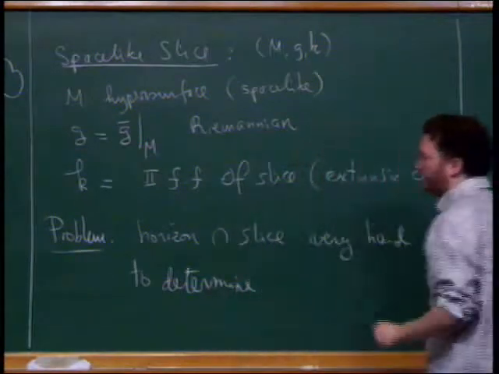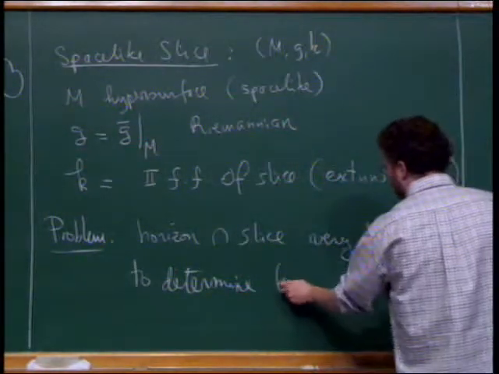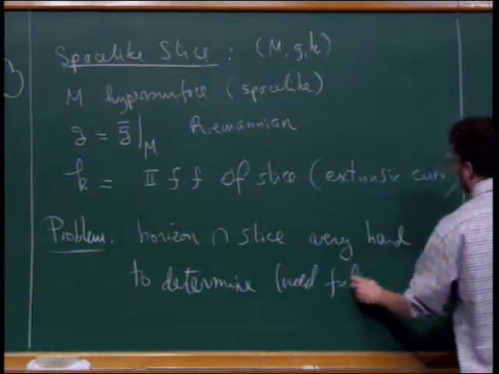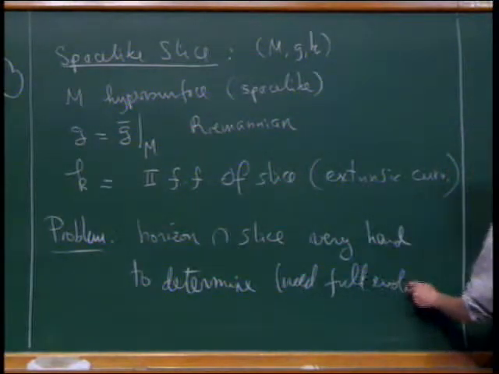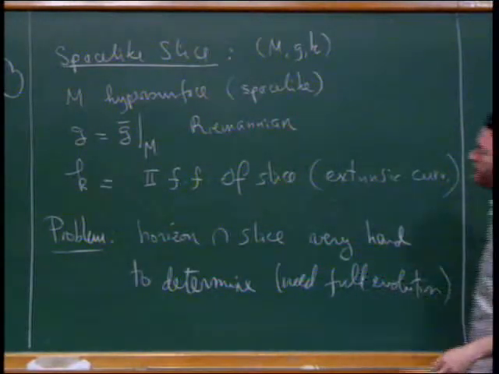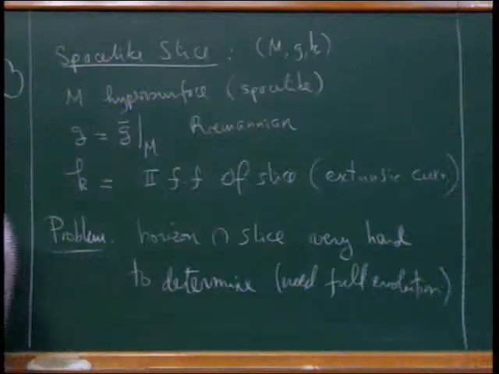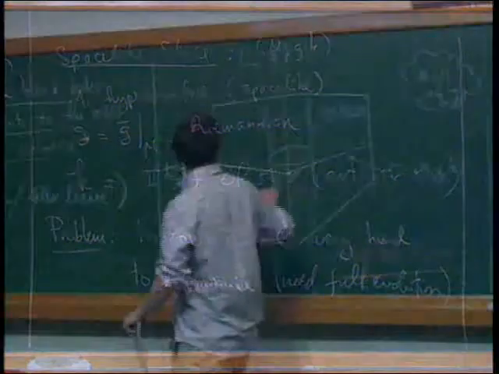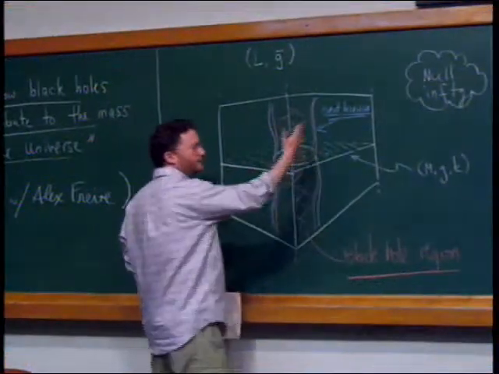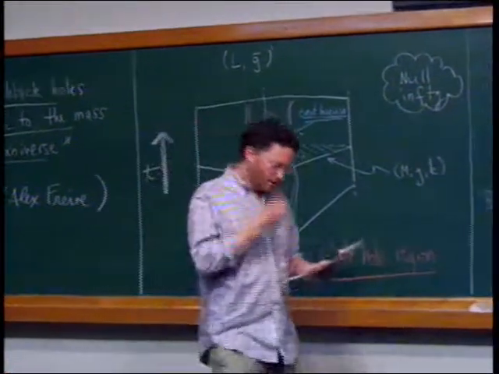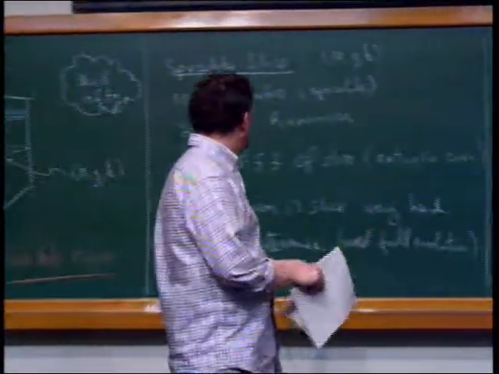Let's say at this point it's impossible, because we need the full evolution. So you would need to be able to solve for all time the Einstein equations forward with this initial data to be able to determine what that thing is. So that's a big issue that arises.